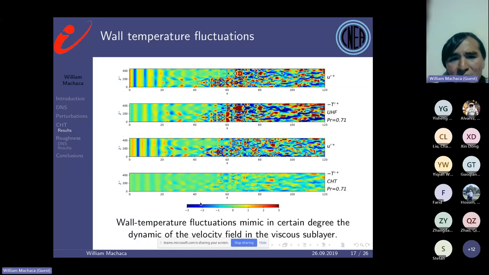Now, in this slide, we present the temperature fluctuations for the lower Reynolds number and 1 Prandtl number. In the upper figure, we present the uniform heat flux case, and in the lower figure, we present the conjugate heat transfer results. Also, we present the streamwise velocity fluctuations near the channel walls. It is important that the temperature fluctuations at the fluid-solid interface mimic to a certain degree the dynamics of the velocity field.